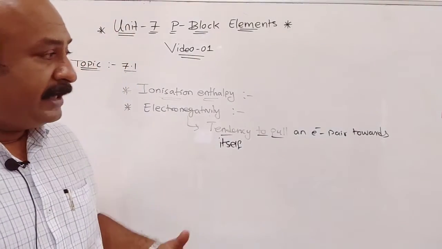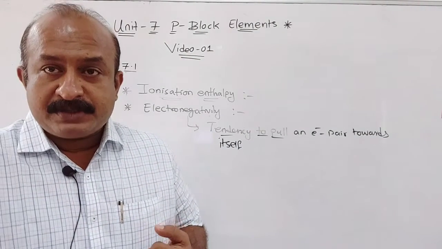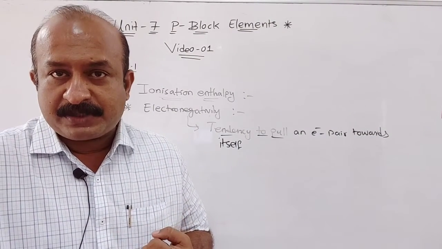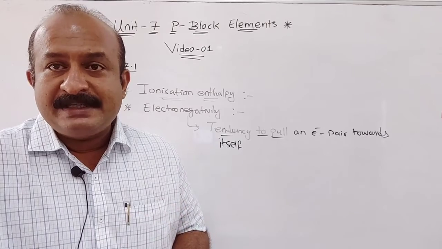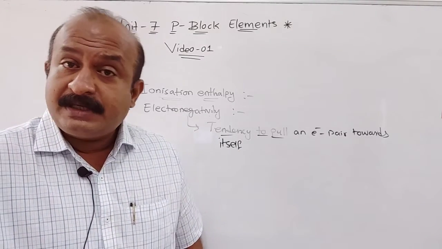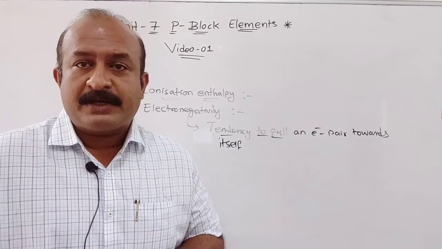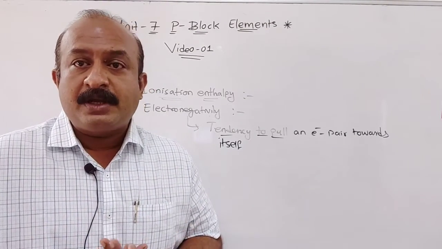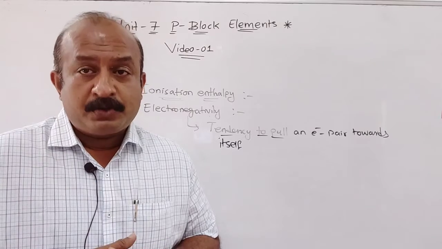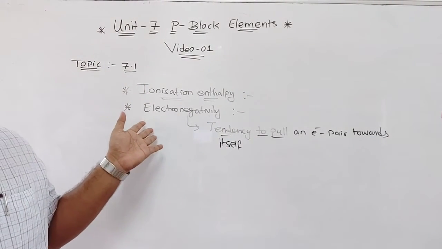Understood? So non-metals have a higher property of pulling an electron because they are electronegative in nature. Gain of electron is easy in non-metals. Now when we talk about metals, metals have a tendency to lose electrons, like sodium, which forms Na plus, and oxygen, which forms O 2 minus. Now here we are talking about electronegativity.